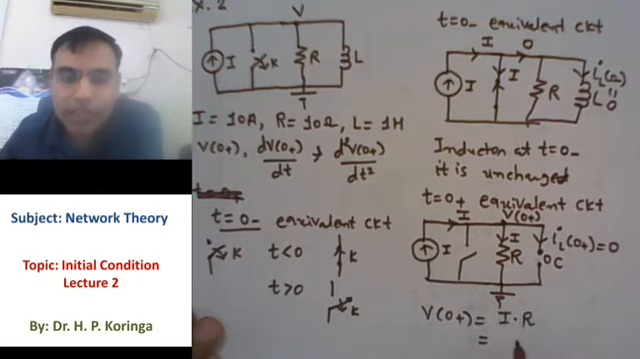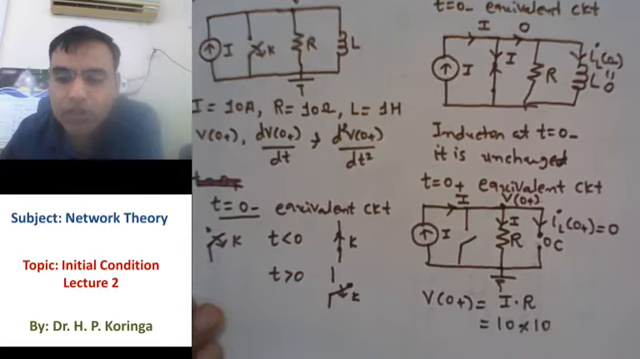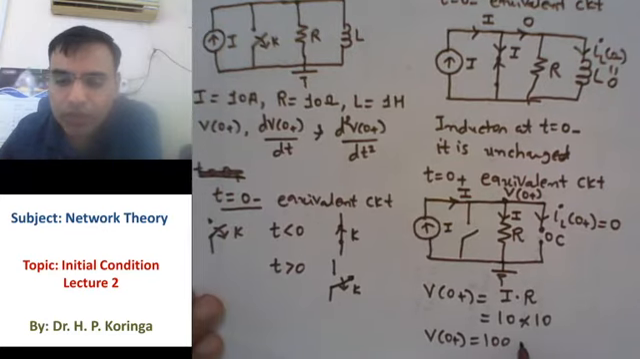So current I is 10 ampere, it is given, and R is also 10 ohm. So V0 plus, our first answer, is equal to 100 volt.